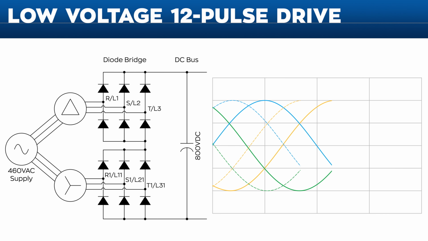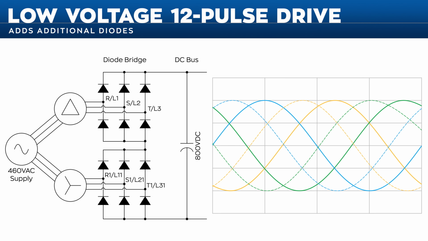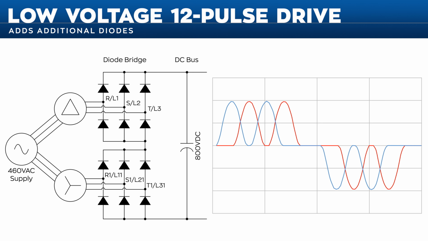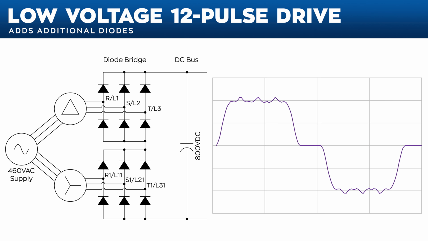A 12-pulse drive adds additional diodes to take advantage of the multi-pulse transformer. By rectifying a second set of input waveforms, a second set of phase-shifted rabbit ears are also generated. When summed on the line, the 2 sets of rabbit ears overlap. The resultant waveform is more smoothly sinusoidal and is comprised of less harmonic content.